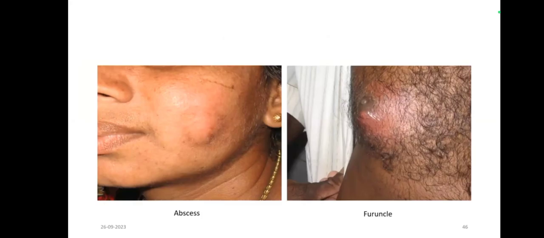An abscess. You can see a small punctum on the face. This is a furuncle. Just by seeing it, we feel like opening it, right? The picture suggests everything. Right now, the furuncle is ready to get the treatment. It is highly painful, infective, bacterial.